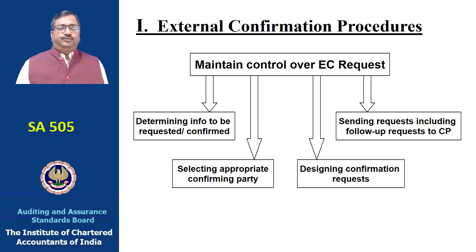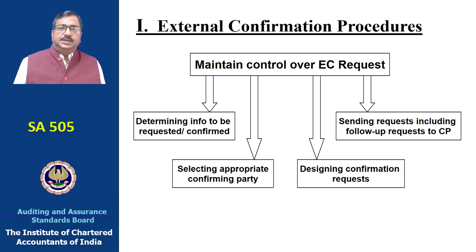So the first stage is to determine the information to be requested or confirmed. Say, for example, the auditor wants confirmation from receivables, then he will determine that the confirmations for receivables have to be asked for. Then he will go through the entire list of receivables and select the appropriate sample of confirming parties. Then he will write to those confirming parties. But before that, he will definitely design the confirmation request as to how it should be.